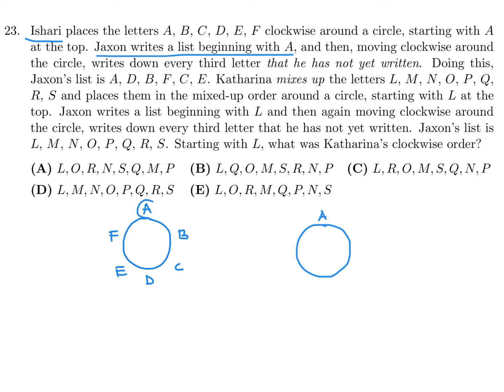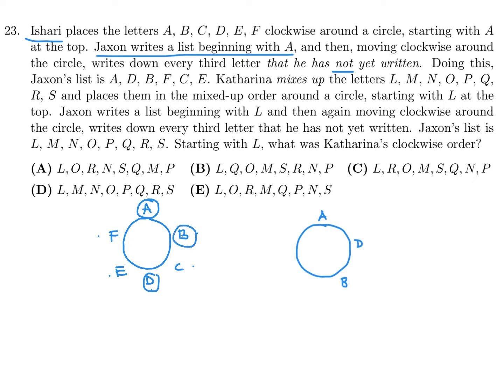Okay, so let's count this. Every 3rd letter. 1, 2, 3. So the next one would be D. Got it? Then every third letter, 1, 2, 3. The next one would be B. Every third letter that has not been written yet. So you've got to jump over the ones they've already done.